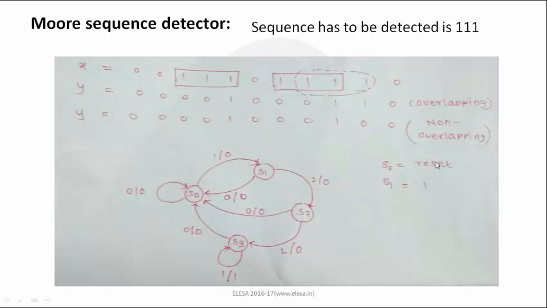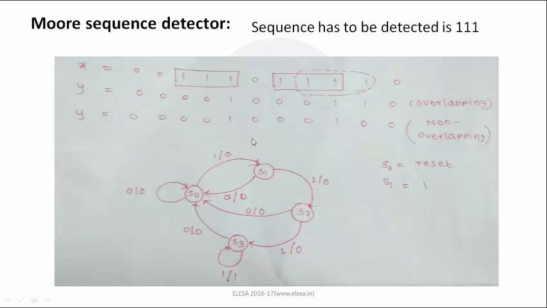Now we will see non-overlapping. What if I say there is non-overlapping? Then my output will look something like this, that is 0 0 0 0 1 0 0 0 1 and 0. Here first it will detect similarly to overlapping, like 0 0 0 1 1.